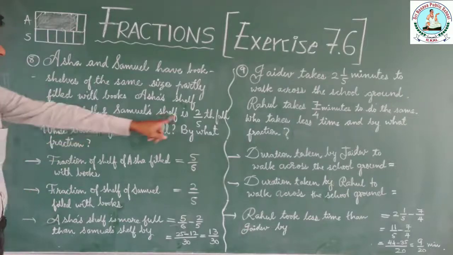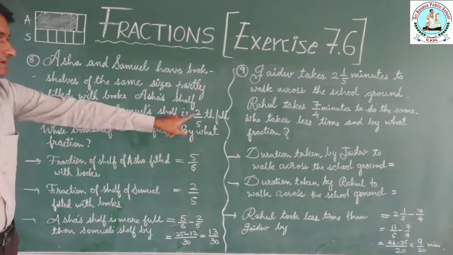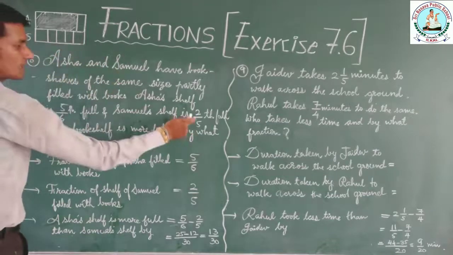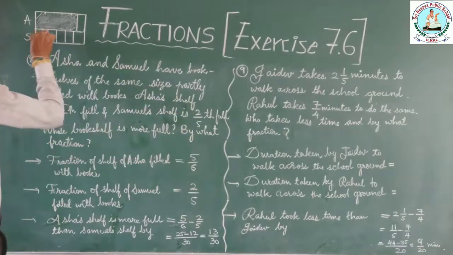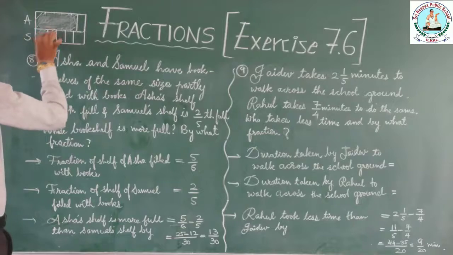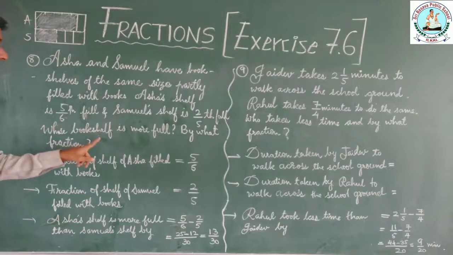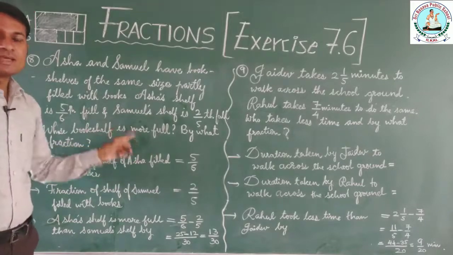So this is the Asha's shelf filled with books. Then when you look at the fraction of Samuel's shelf, which is 2/5 full, 2/5 means there are 5 equal parts, and out of 5 equal parts, 2 parts are filled. So now tell me, whose shelf is more full? Obviously Asha's bookshelf, right? So Asha's bookshelf is filled with more books than Samuel's shelf.